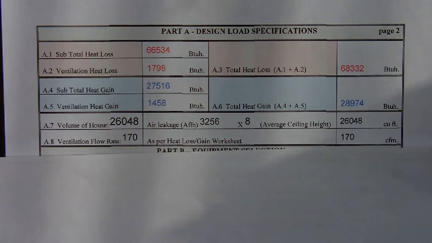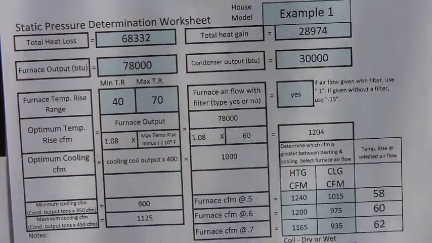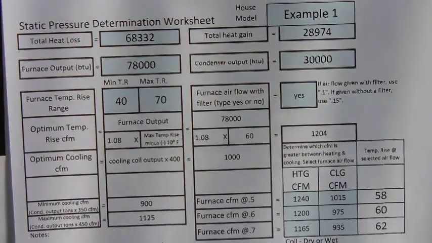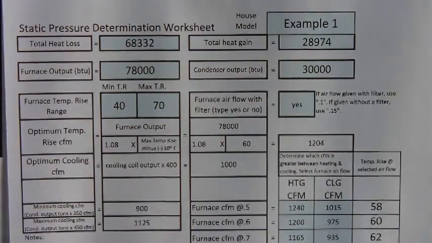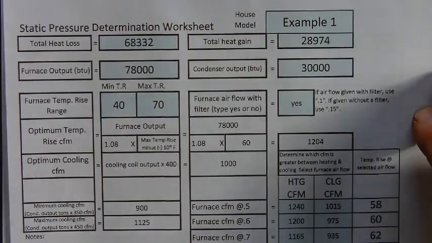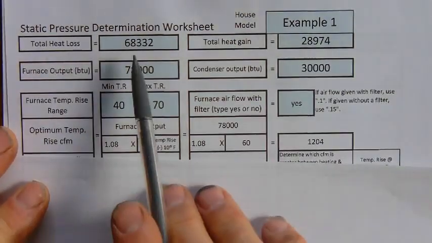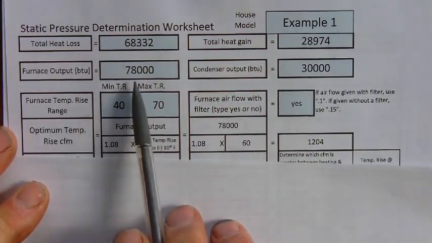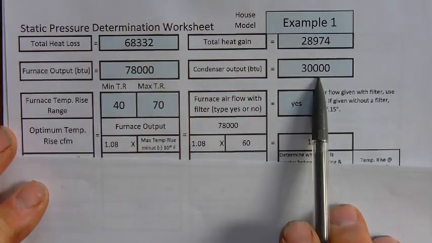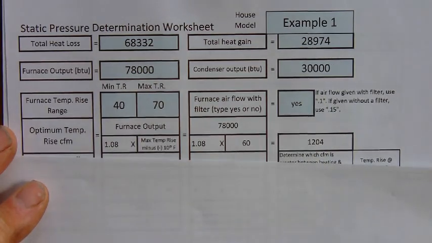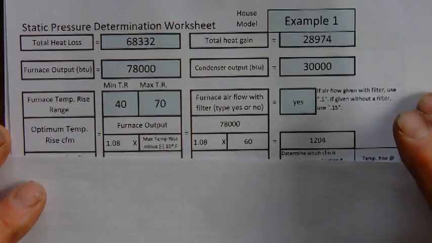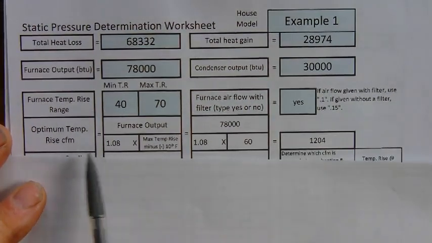So now that we've got this information, you can go to the static pressure determination worksheet, and we can put in some of our basic data. We've got our heat loss, heat gain, our furnace output, our condenser output, and we've recorded our temperature rise minimum and maximum.